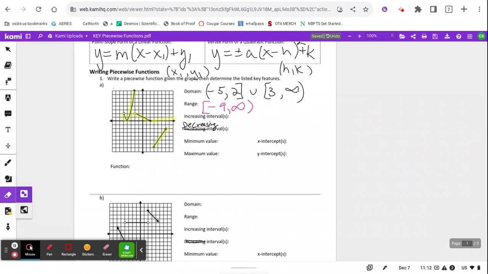The increasing intervals, at what sections of the graph is the graph going up? So from here to here, that's going to be on an interval, back 1, 2, 3, 4, from negative 4 to negative 2.